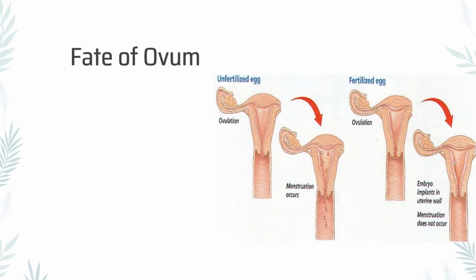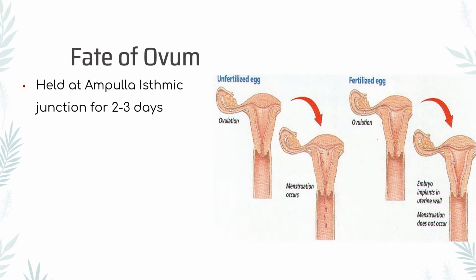Fate of ovum. The ovum is held up at the ampulla, at the ampullary-isthmic junction, for 2 to 3 days. It remains viable for 6 to 24 hours after ovulation. So during this period, if a viable sperm penetrates, then fertilization takes place and that leads on to pregnancy. And if fertilization doesn't happen, the ovum dies and degenerates and menstruation occurs.